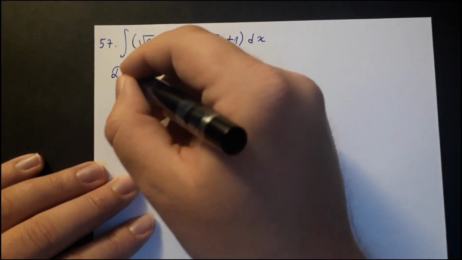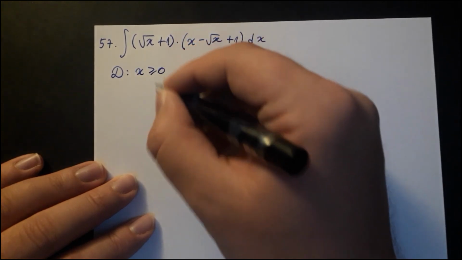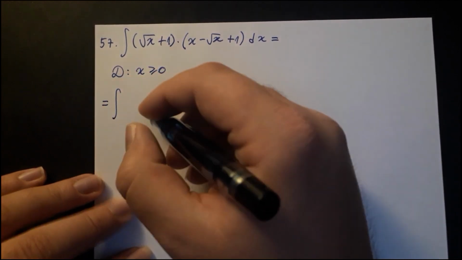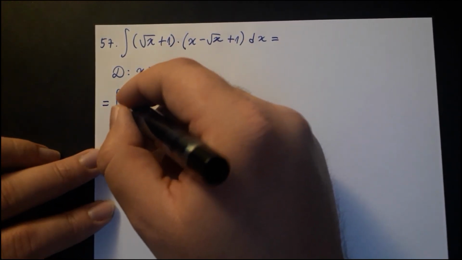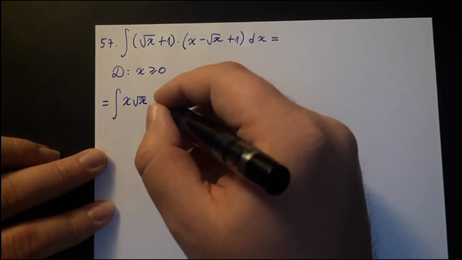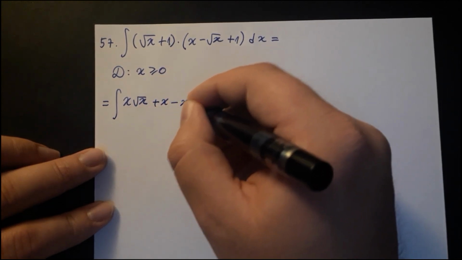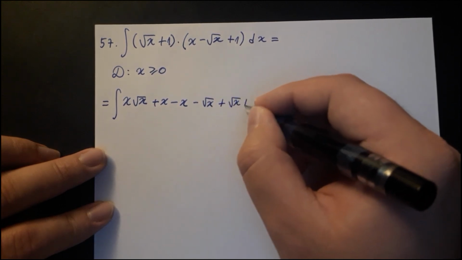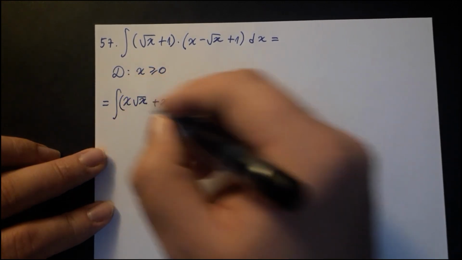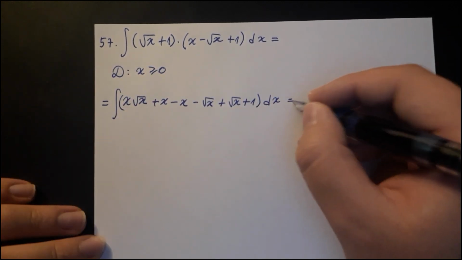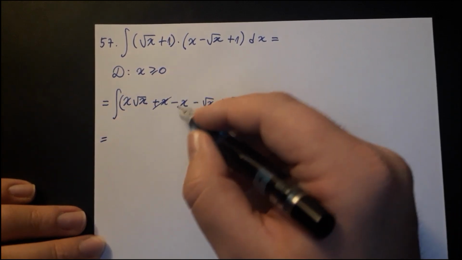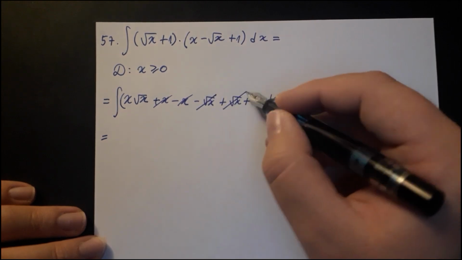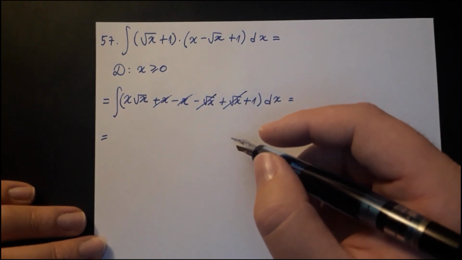Now, area in which this integral is defined is for all x's which are larger or equal to 0, and this integral can be written as an integral of x times the square root of x plus x minus a square root of x plus a square root of x plus 1 dx. This is then equal to x and minus x can cancel out, and the negative square root of x and positive square root of x can cancel out.